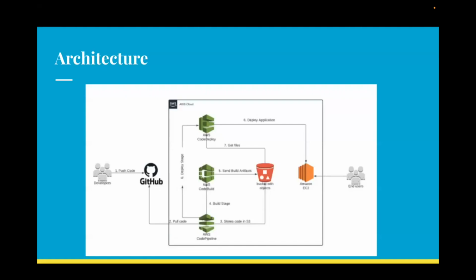Second, the build stage in the pipeline begins, and the AWS CodeBuild service builds the code and sends artifacts to the S3 bucket. The pipeline then triggers the deployment stage, which is implemented by the AWS CodeDeploy service. CodeDeploy first gets artifacts from the S3 bucket and deploys them to the EC2 instance, our application server. End users will be able to access the application then.